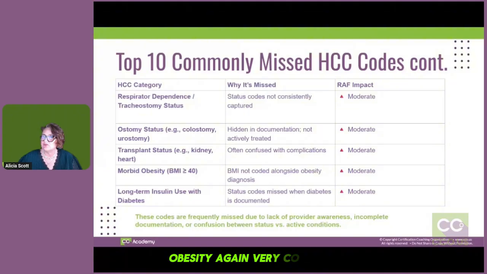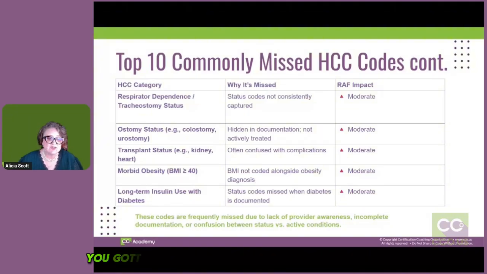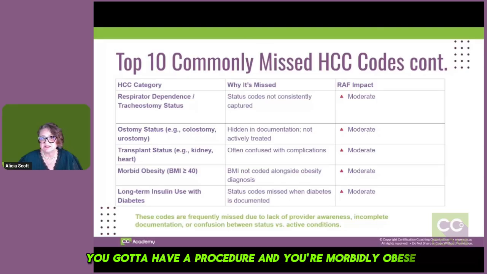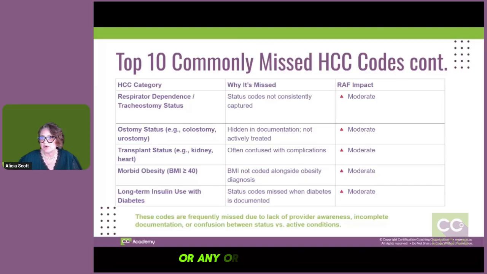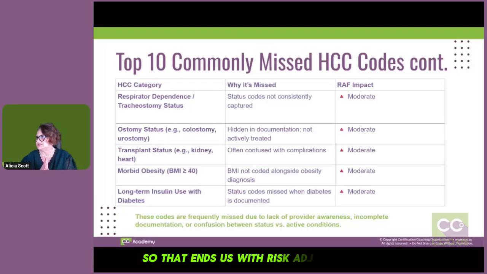Obesity, again, very common, often left off, but it complicates everything. You got to have a procedure and you're morbidly obese, and especially if it's like a spine surgery, they got to flip you around on the table or any orthopedic thing. That makes you more complex of a patient, and it usually exacerbates other conditions. Long-term use of insulin, diabetic medication is extreme. Z79.4 is always overlooked and needs to be captured every year. So that ends us with risk adjustment.